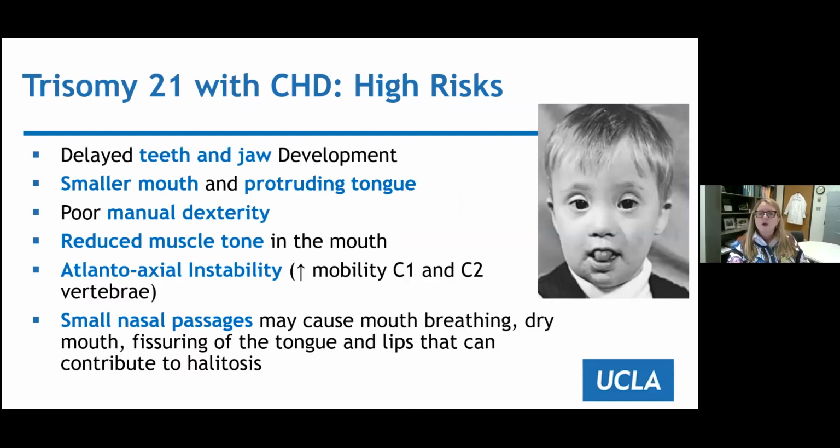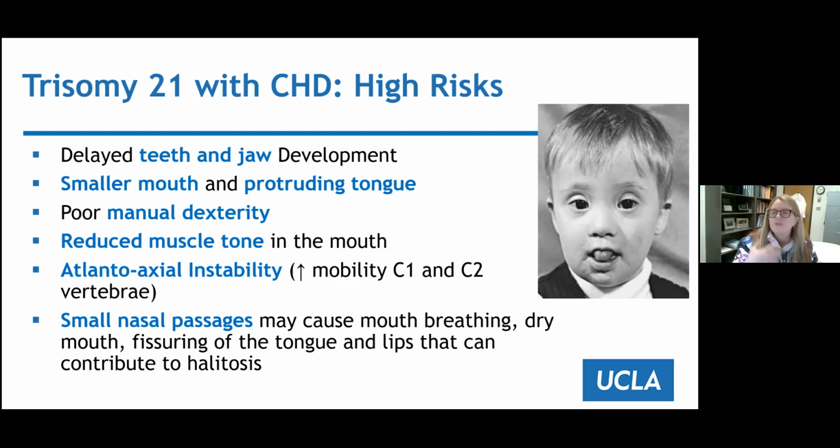But speaking of trisomy 21, I just wanted to have a slide and bring to your attention that you will see these kids in your primary care or dental practices, and the kid with trisomy 21 with congenital heart disease is at high risk for dental caries, early dental caries, and other dental related issues. We typically see a delay in teeth and jaw development in these kids. Oftentimes, their primary dentition may not come until around age 2.